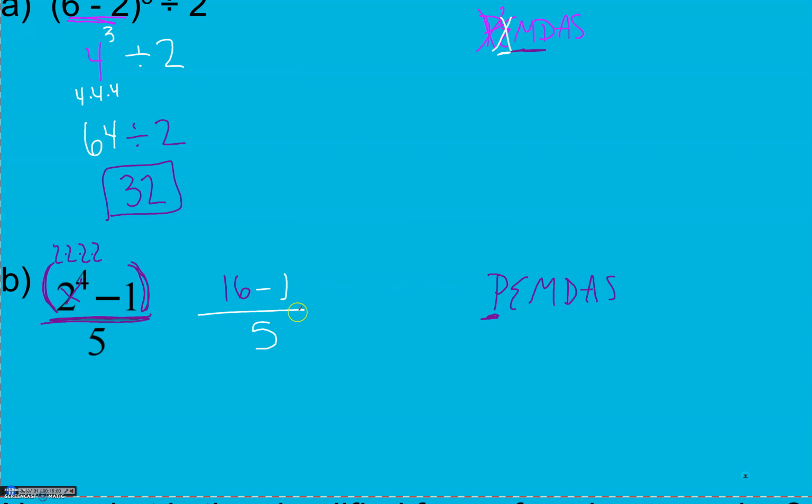And remember, this fraction bar is still like parentheses, so we have to do that subtraction before we can divide, which I know goes against our PEMDAS, but remember that fraction bar is like a parentheses, and we have to do what's in our parentheses first. So when we subtract, 16 minus 1 is 15. And now we've gotten rid of those parentheses, it's completely simplified. And all we have left is this fraction bar, which remember we use as division. So 15 divided by 5 is 3. And we talked about that in section 1.